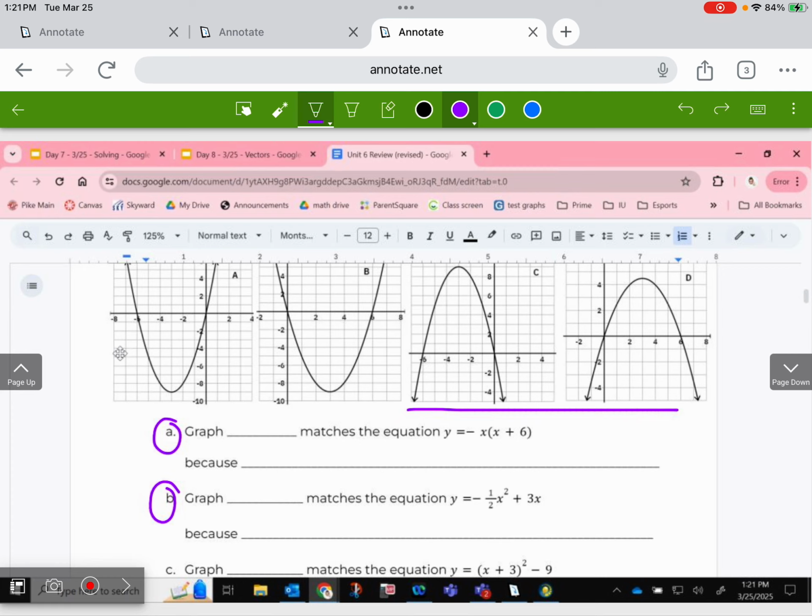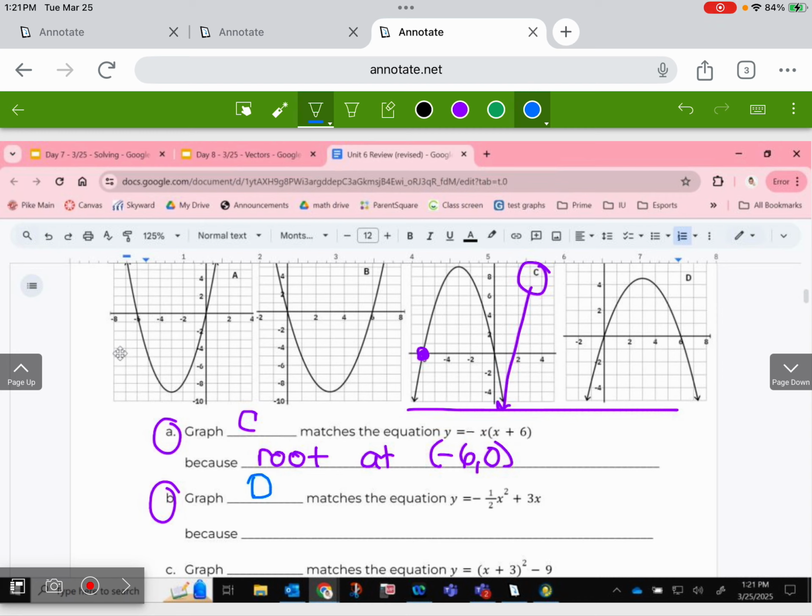Equation C has a root at -6. This is going to go with graph C because we have a root at -6, 0. That's this guy. This one has a root at +6, so we know it's not going to be this guy. This guy does not have a root at -6. So we know it's going to go with graph D over here for equation B.